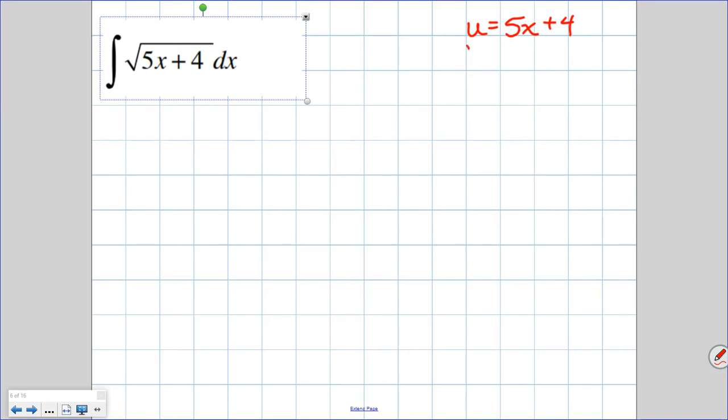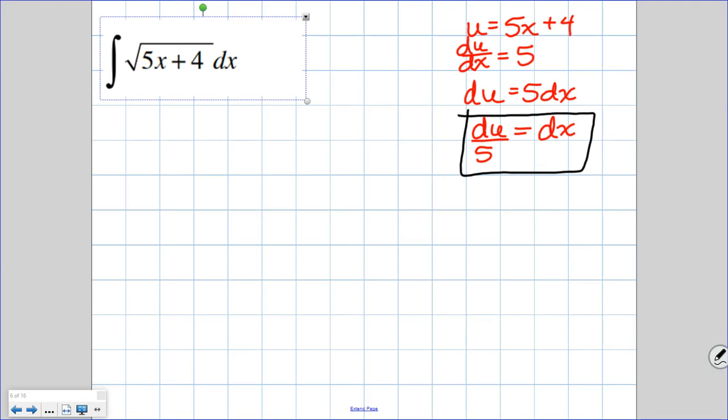Which means my du/dx is the derivative. Make sure you write du/dx. Don't write u prime because we have to replace dx. So I need something to solve for. It equals 5. Multiply both sides by dx, I get du equals 5 dx. So then divide by 5, du over 5 is dx. So these are the things that are going to go into the problem. So I'll substitute 5x plus 4, and I'll substitute in for the dx.